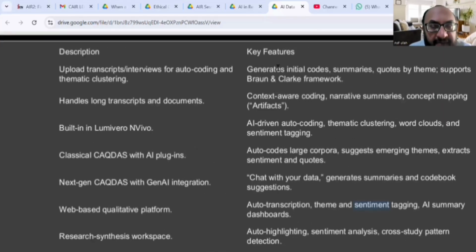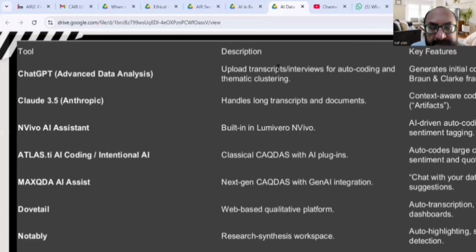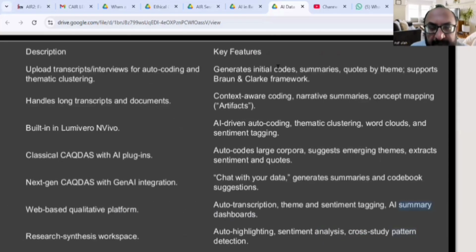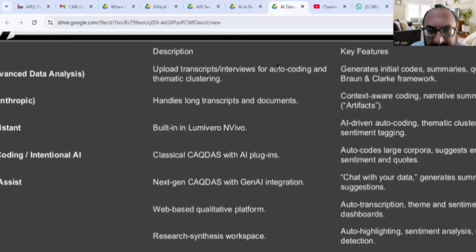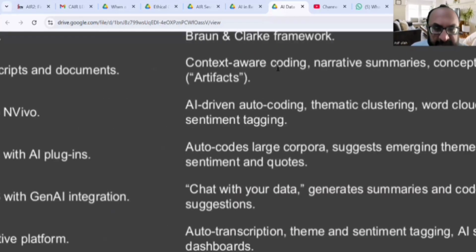ChatGPT: upload transcripts or interviews for auto coding and thematic clustering. Key features are that it generates initial code summaries, codes by theme, and supports the Braun and Clarke framework. Claude 3.5 handles long transcripts and documents, with context-aware coding, narrative summaries, and concept mapping. Claude 3.5 should be looked at. NVivo AI Assistant is built into Lumivero NVivo, with AI-driven auto coding, thematic clustering, word clouds, and sentiment tagging.